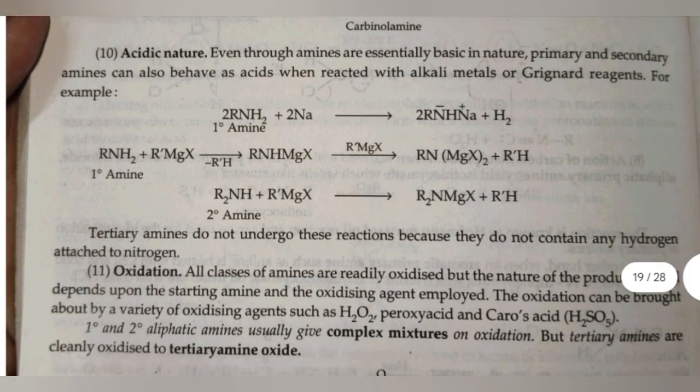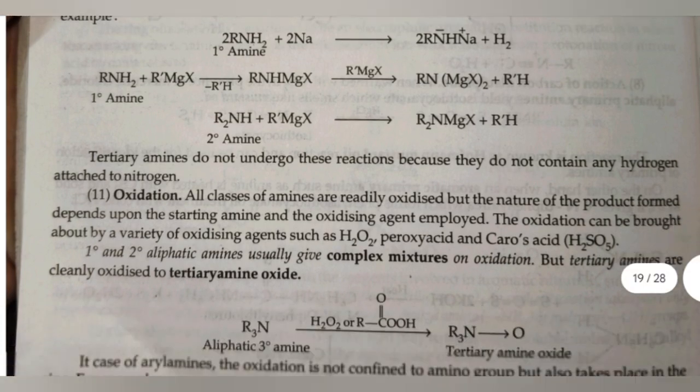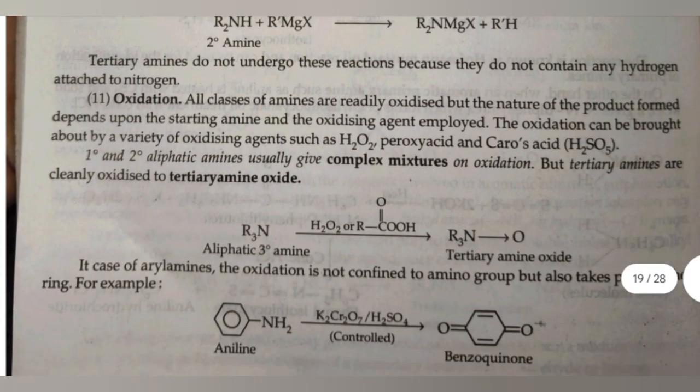Acidic nature. Even though amines are essentially basic in nature, primary and secondary amine can behave as acid when reacted with alkali metals or Grignard reagent. Tertiary amine does not undergo these reactions because it does not contain any hydrogen attached to nitrogen.